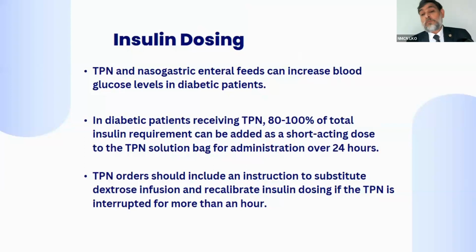Then insulin dosing in special conditions like TPN and nasogastric enteral feeds, which can increase blood glucose levels in diabetic patients. In a diabetic patient receiving TPN, 80 to 100% of total insulin requirement can be added as a short-acting insulin dose to the TPN solution bag for administration over 24 hours. The TPN order should include instructions to substitute dextrose infusion and recalibrate insulin dosing if the TPN is interrupted for more than an hour.